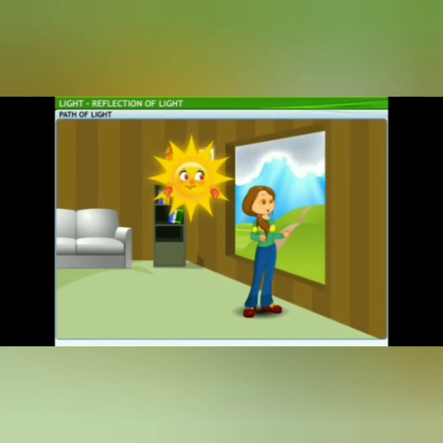Hey, it's suddenly become nice and cloudy. Looks like it will rain.